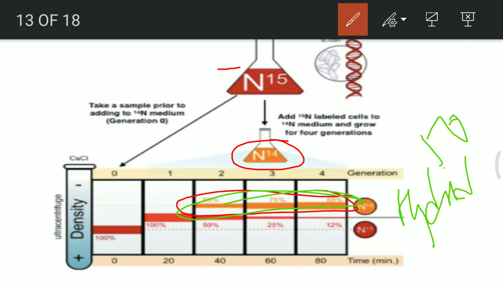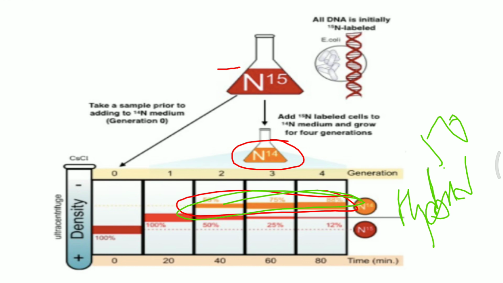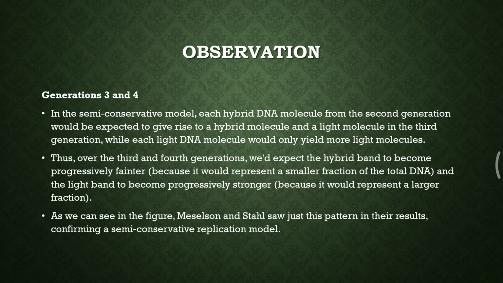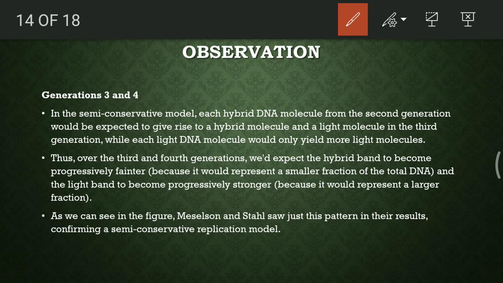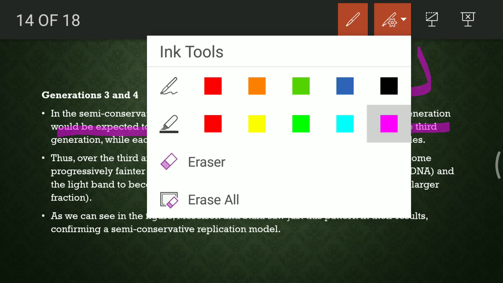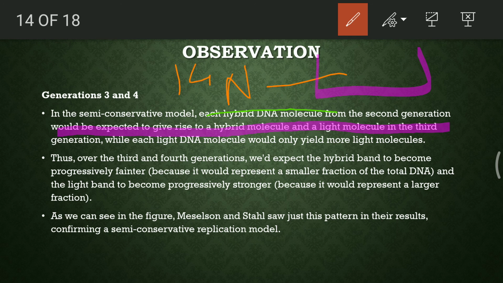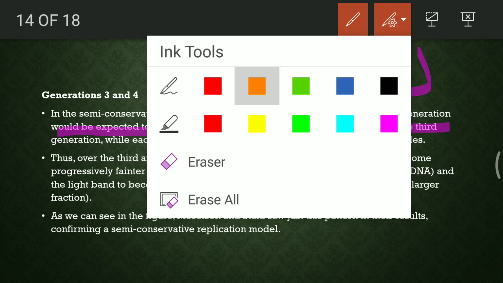So with this idea, the Meselson and Stahl experiment was very successful, and they could conclude a few things. In the semi-conservative model of DNA, each hybrid molecule from the second generation would be expected to give rise to a hybrid molecule and a light molecule in the third generation, while each light DNA would only yield two more light molecules, because the culture in which all the replication is taking place is a light culture. It has the presence of N14. So whatever will be formed will contain N14. The parental strand will be just one, whereas all the new strands which are getting formed will have N14 only, and that's why this is the case.